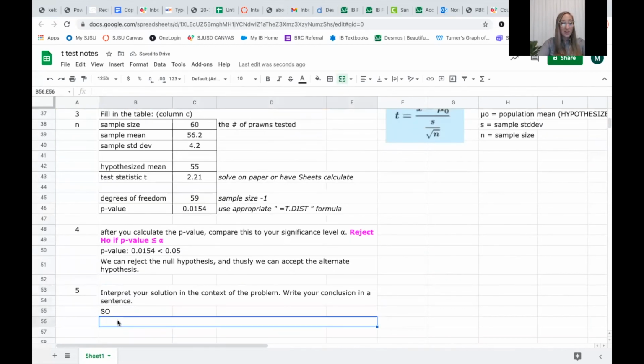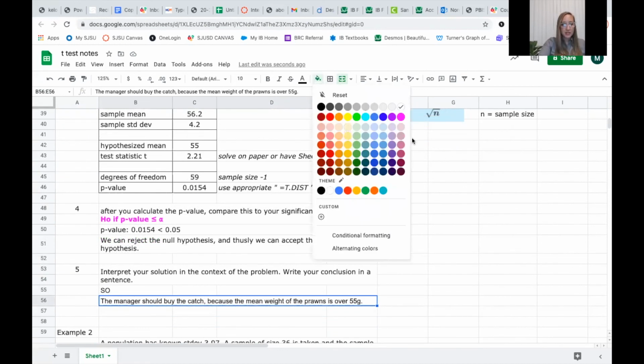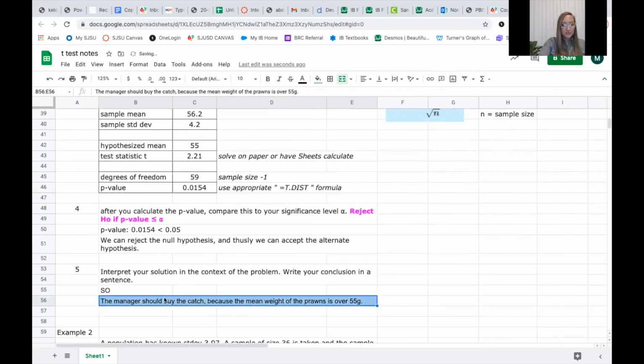All right, so we're going to write our conclusion in sentence form, and you know with word problems I love all capitals. So we're going to say, so the manager should buy the catch because the mean weight of the prawns is over 55 grams. And then I like to be a little bit extra, and maybe I'll color in my final statement. Maybe I'll also color in my p-value just to help things stand out if I feel like it.